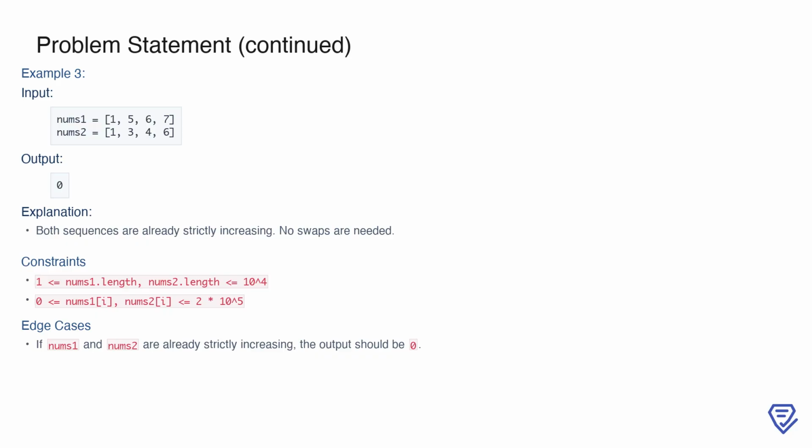Additionally, the problem includes some important constraints. For instance, the length of nums1 and nums2 can go up to 10^5, and the values in these arrays can range from 0 to 2 * 10^5. These constraints mean that our solution needs to be efficient and capable of handling large inputs.